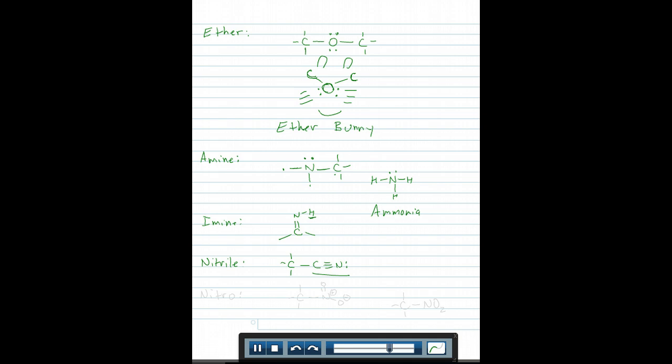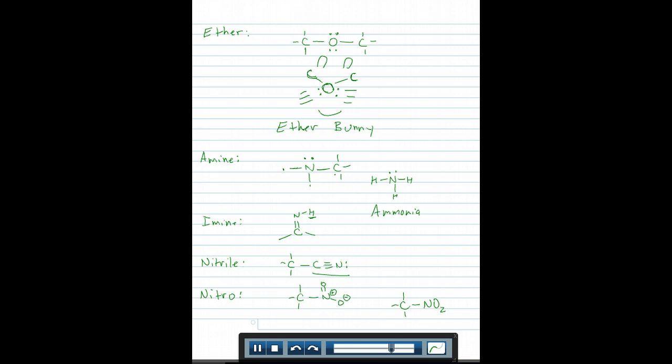Nitro groups, in your book, they drew it out in the full Lewis structure. So let me do that just to show you. You have a negative charge on the oxygen and a plus, so they're just doing the formal charge for a nitro group. The shorthand way of doing this, which is how you'll probably see me doing it throughout the semester, is you just write NO2. That's it. It's a very simple way of doing a nitro group.